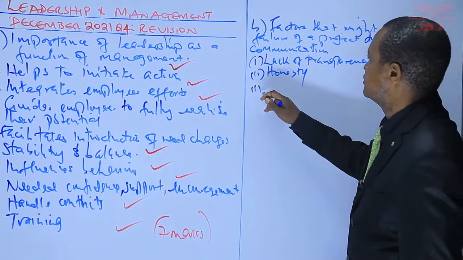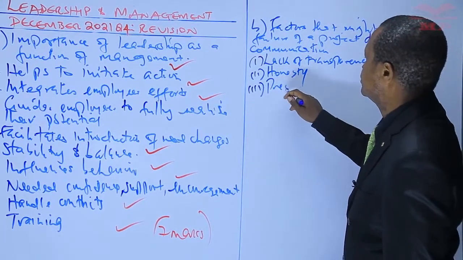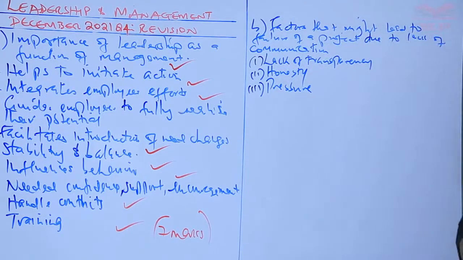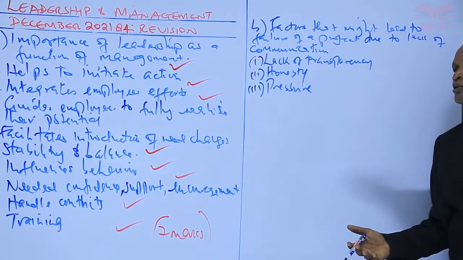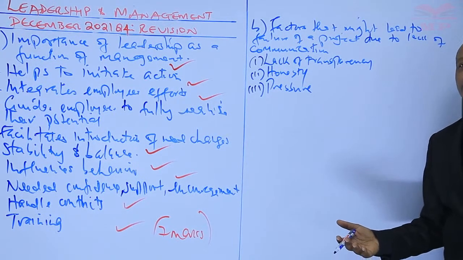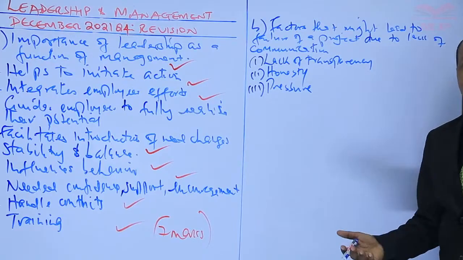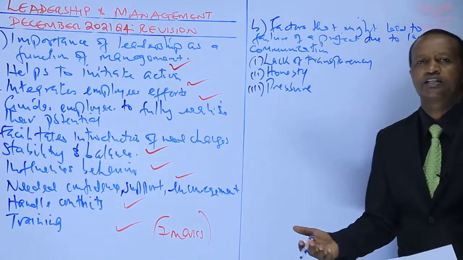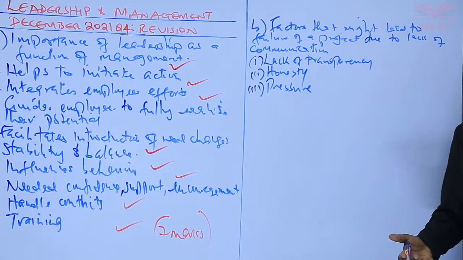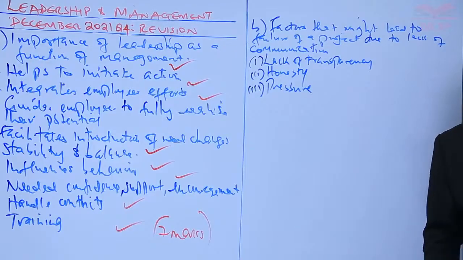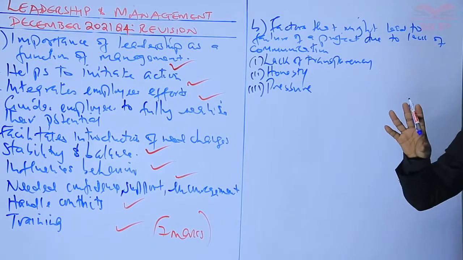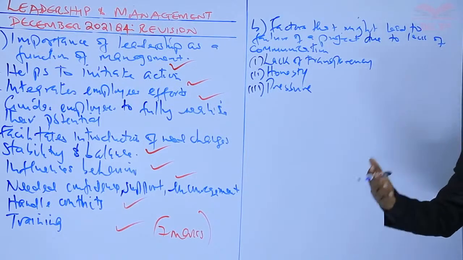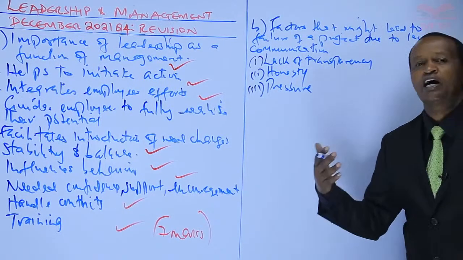Number 3, pressure. Pressure can cause the employees to make mistakes, which could be personal mistakes, and personal mistakes can be in form of incorrect and inaccurate outcomes. Therefore, pressure can affect people psychologically and physically, which will ultimately affect their output.